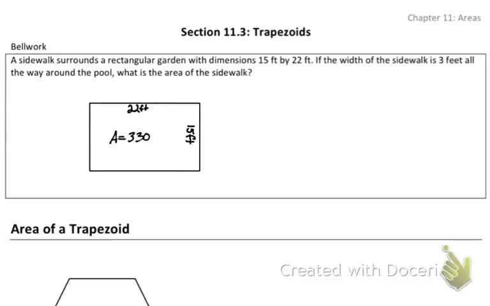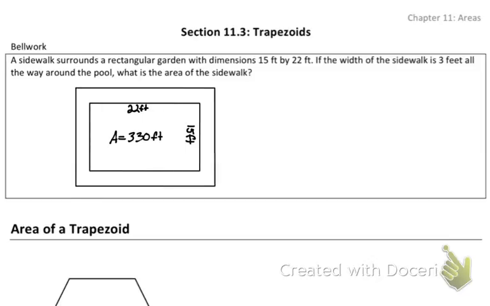That area is 22 times 15, which equals 330 feet. So this inside area is 330 feet. Okay, now let's go ahead and draw our walkway, because we know there's a walkway going around it.